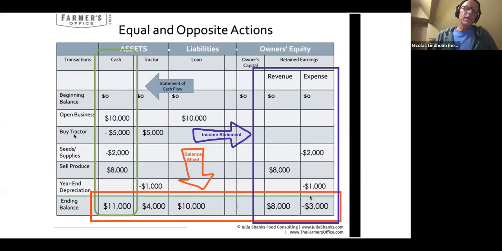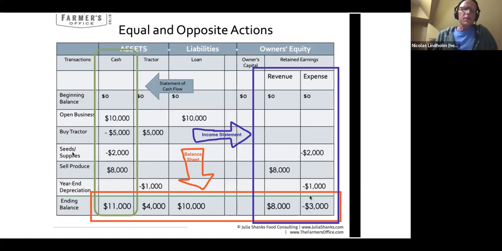Now, through time, let's say next week, you buy a tractor for $5,000. That $5,000 comes out of your bank account. So there's $5,000 less cash, but you bought a tractor. That's an asset. It's an actual piece of equipment worth $5,000. So it lives in an asset column.